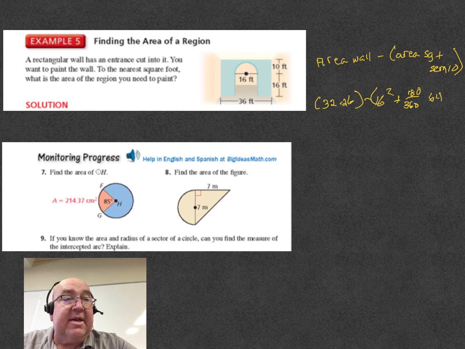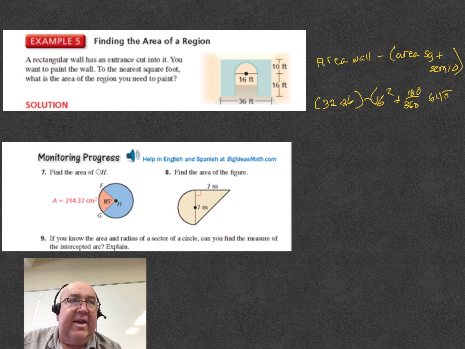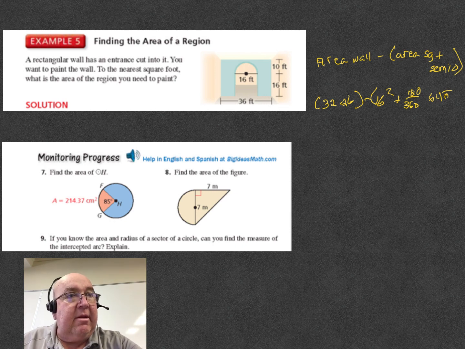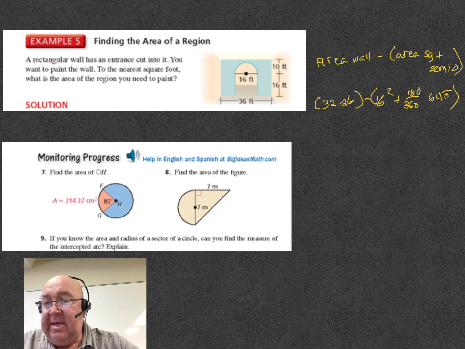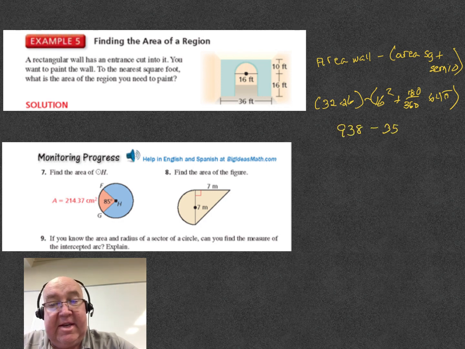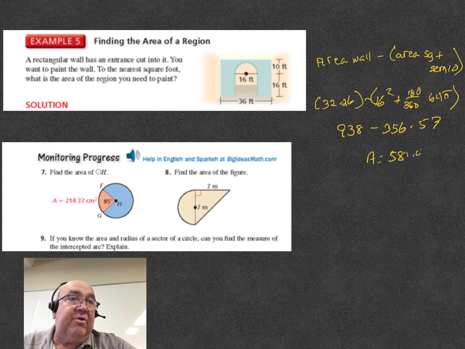because the radius there is going to be 8 feet, and we use pi r squared. Putting all that into the calculator, we're going to get 938 minus 356.53. So that area is going to be 581.47 square feet.